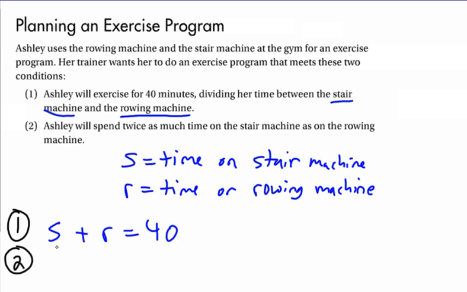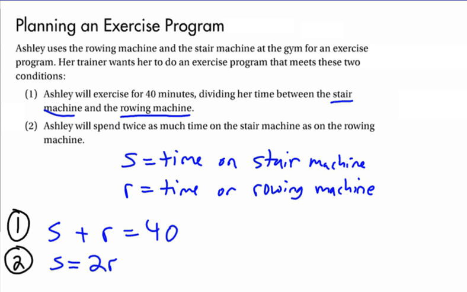So, twice as much time. The time on the stair machine will be 2 times the rowing machine. Twice as much time on the stair machine as the rowing machine. So the stair machine time is going to be twice as much as the rowing machine. That's how I'm going to write my equation. Okay?